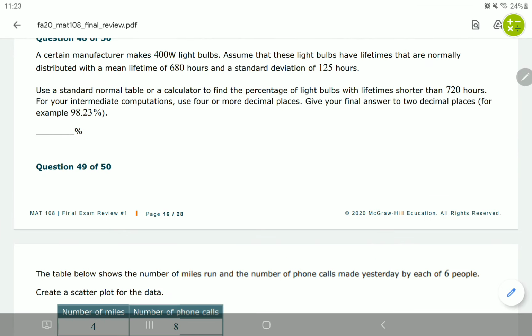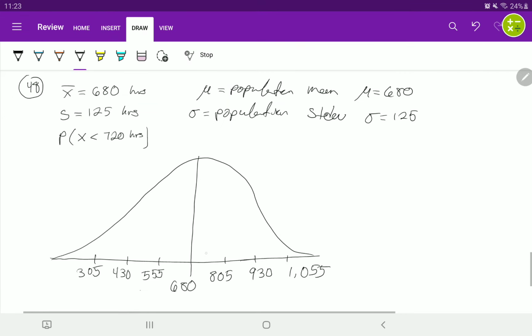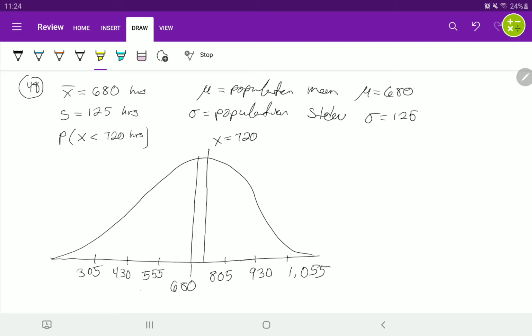Now, once again, we want to find a percentage of light bulbs that are shorter than 720 hours. So 720 will fall between 680 and 805, closer to 680. We're going to call that X. X equals 720. Because we want to find shorter than that, we're going to shade to the left. If we said more than that, we would shade to the right. If it is between two scores, that's in-between shading.